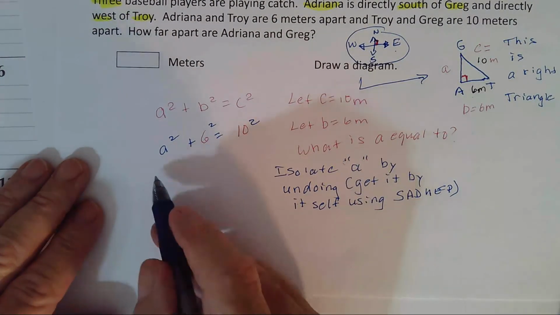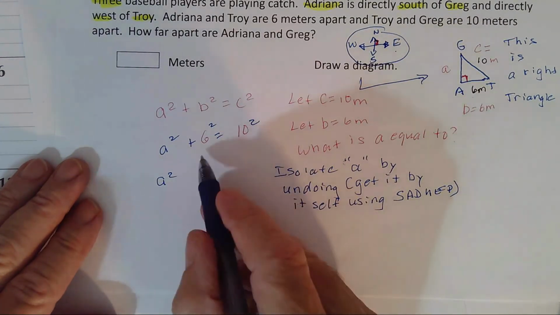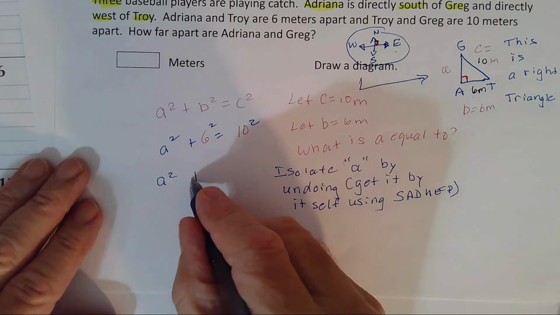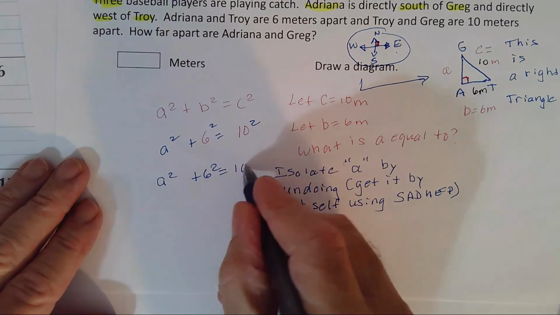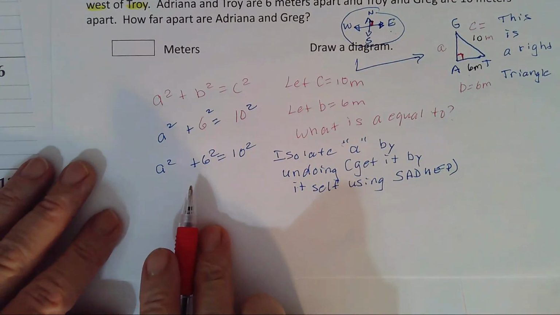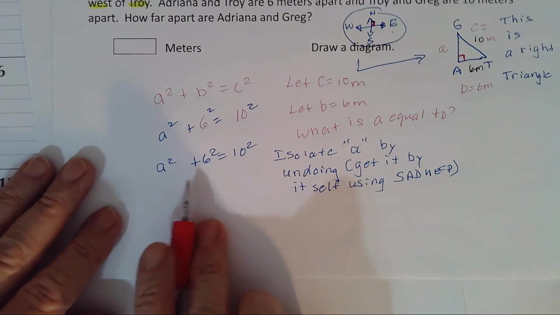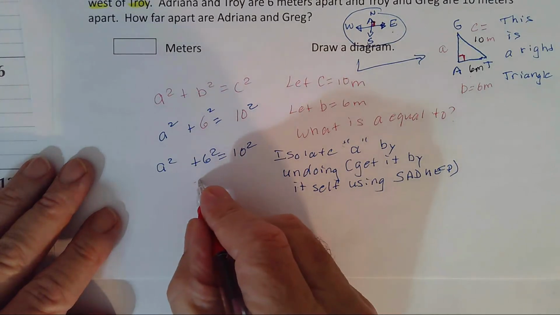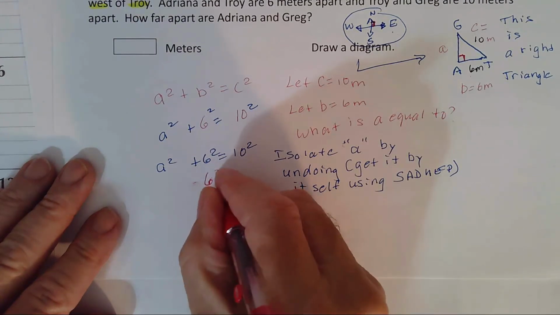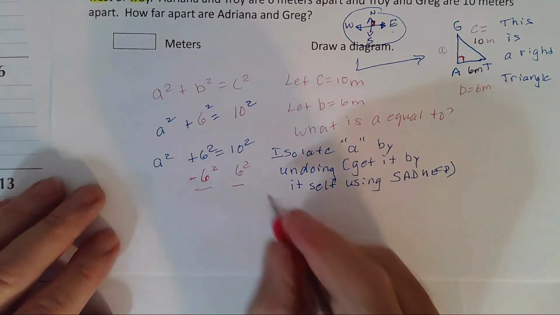So A squared stays A squared. All right, now we have 6 squared here. So we want to get it by itself. So plus 6 squared equals 10 squared. So we're going to subtract, because we're going to do the opposite of adding. We've got to do the opposite when we're undoing. When you were putting it together, you were adding it to the A squared. Now you're going to take it away, so you're going to subtract it. So you subtract 6 squared on both sides. Okay, so this is going to go away.